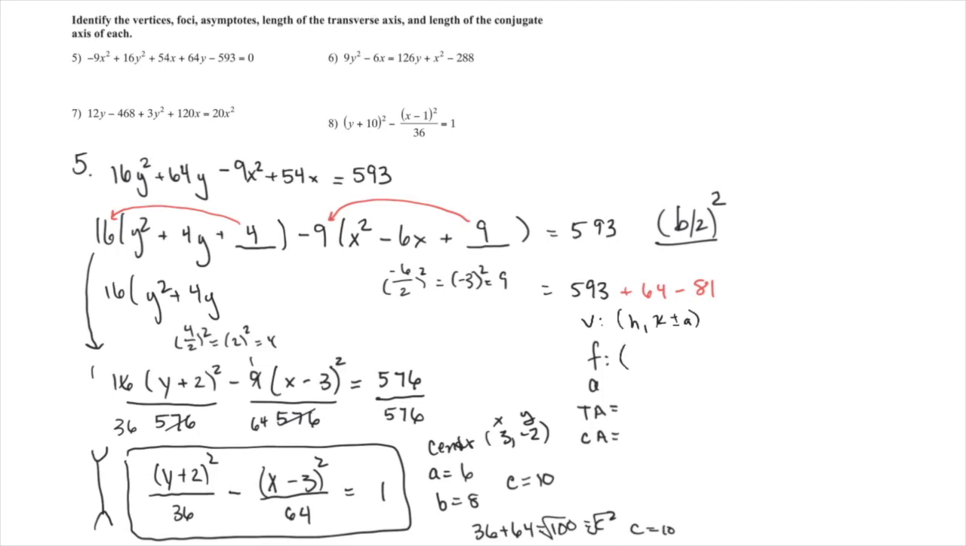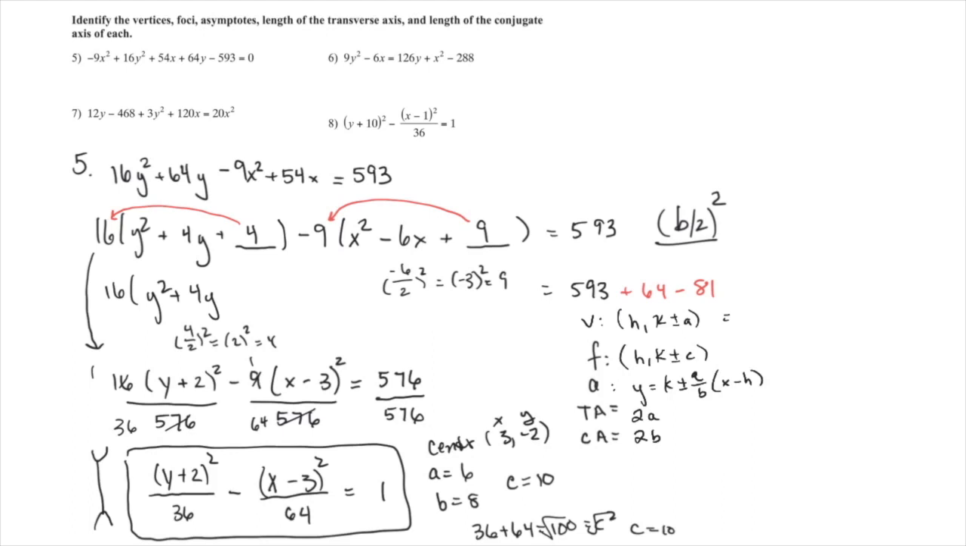For foci, we have h plus or minus c, k. For your asymptotes, we have y equals k plus or minus a over b times x minus h. The transverse axis is always 2a long, and the conjugate axis is always 2b long. That's something I don't even have to worry about, no matter which direction it's opening. The lengths of those things are always that way. Piece of cake. So let's fill out this piece.